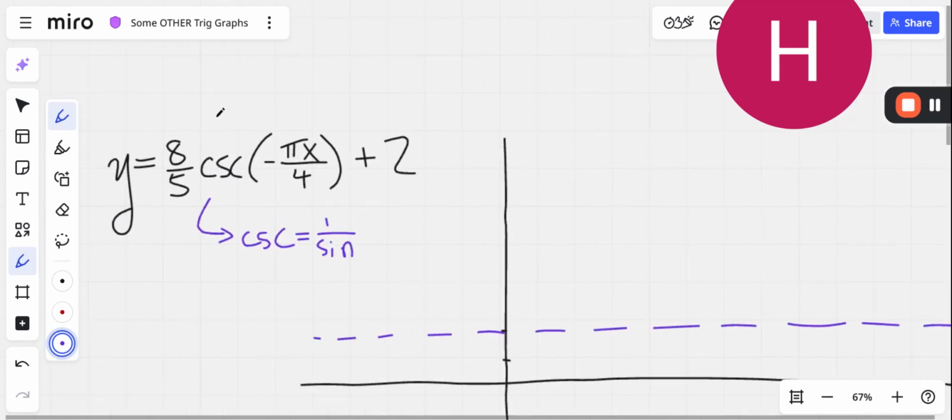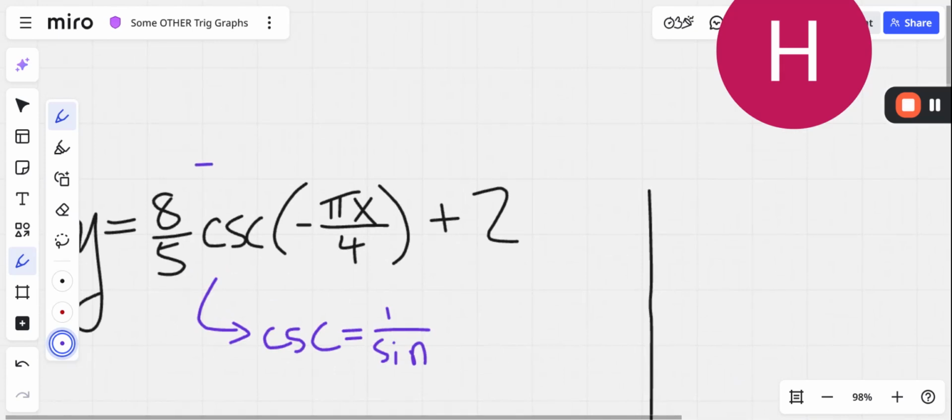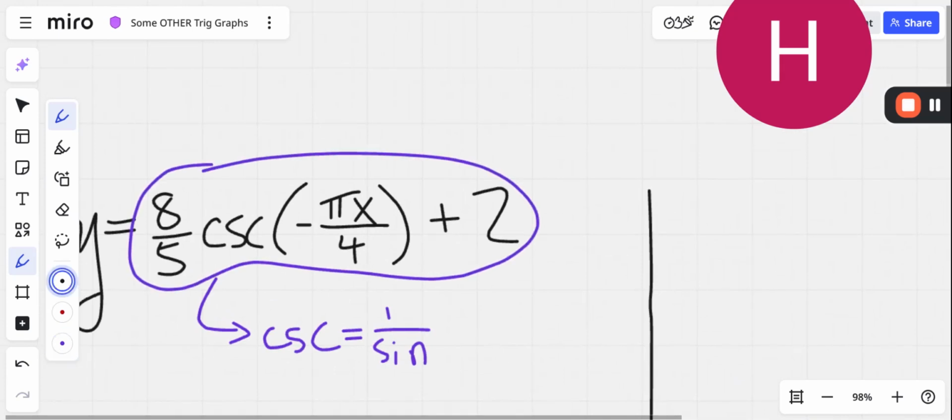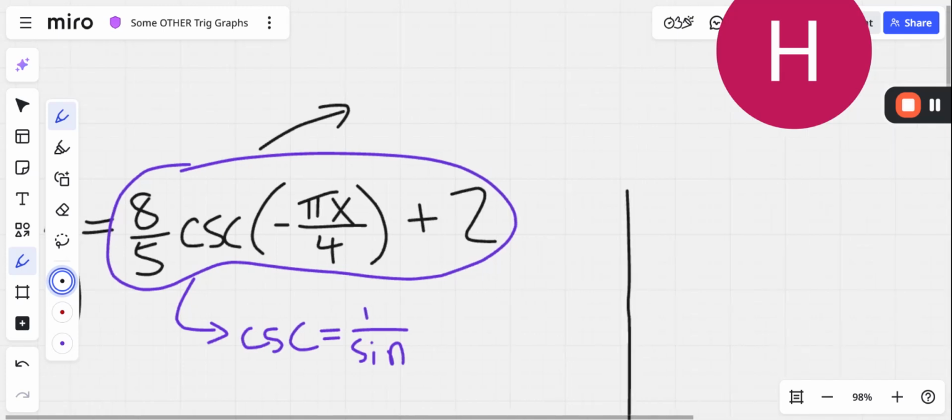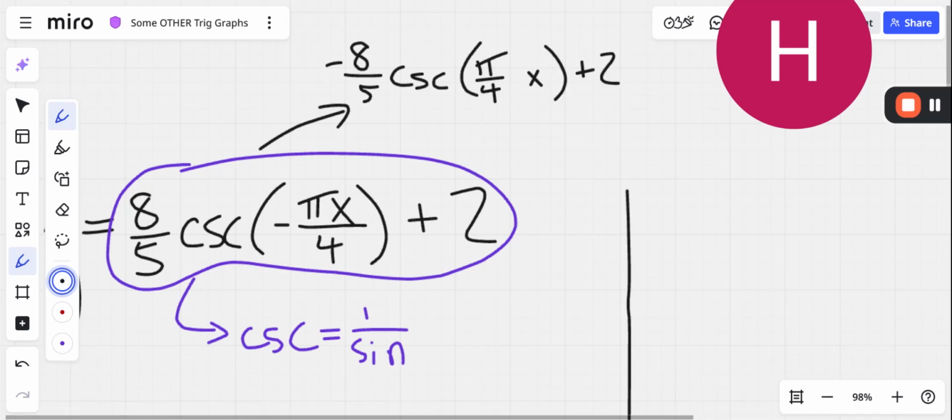I would also like to rewrite the equation first, honestly. So this equation has a negative inside multiplied to the x. I'd rather pull that out, and depending on if you're working with an even or an odd function, it's going to pull a negative and put it outside, or it's just going to leave it the same. For cosecant, it does actually pull it outside. So we have negative 8/5 cosecant of pi over 4 times the quantity x, and then plus 2.